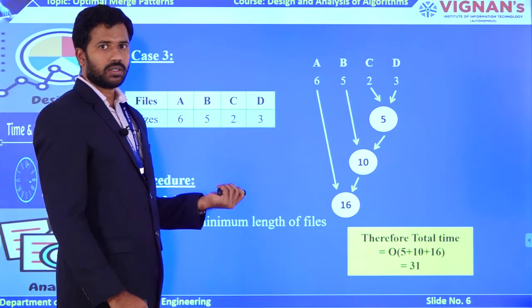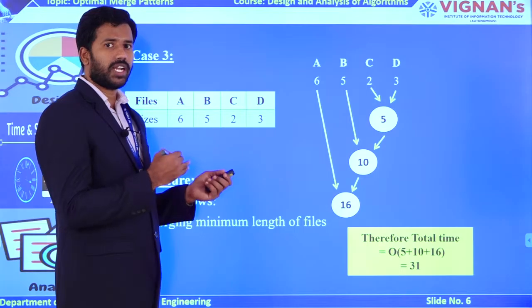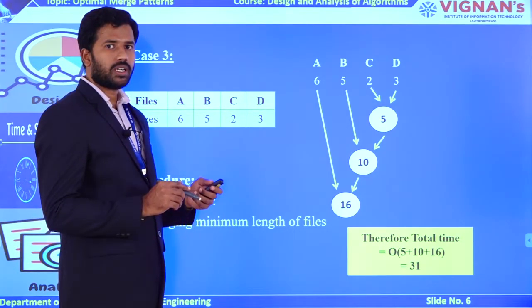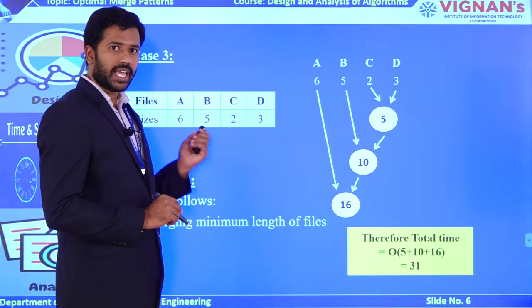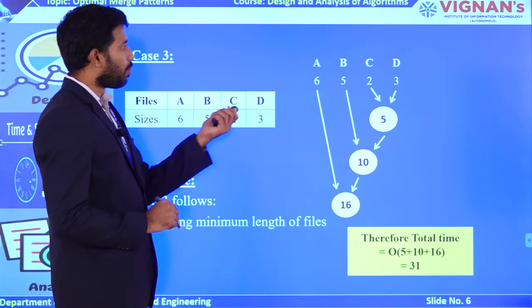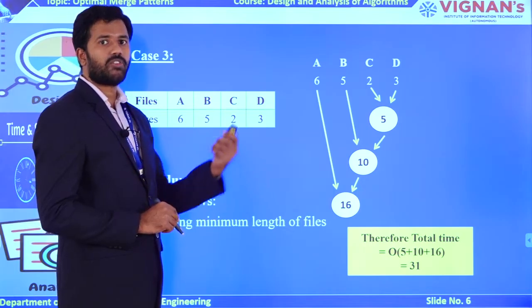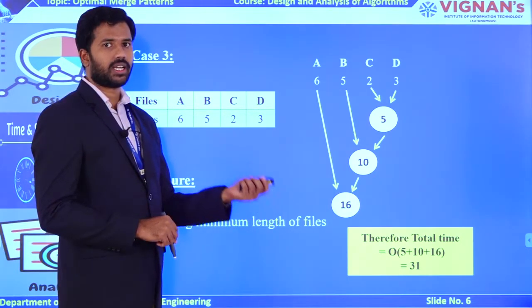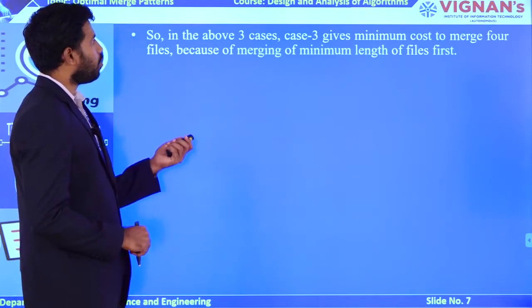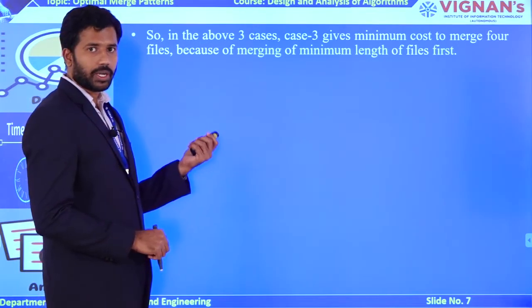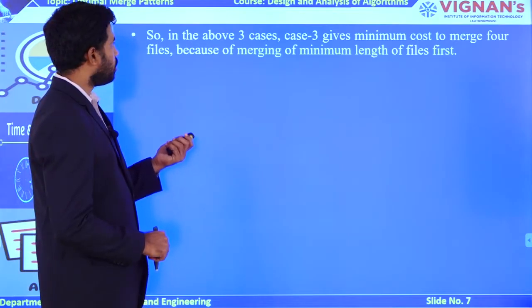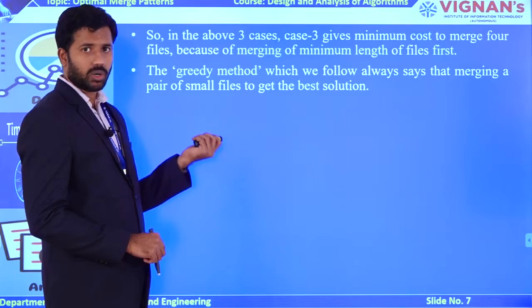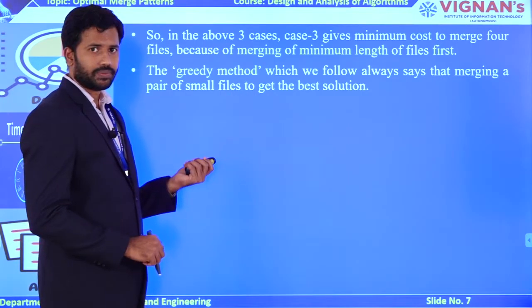So in case 1, I am merging the files linearly from left to right. Okay. In case number 2, I am merging the first 2 files and the last 2 files. In case 3, I am applying my greedy approach to find out, before merging, what are the 2 least files there. So based on the two-way merging technique, I am merging. So in all the above 3 cases, case 3 gives the minimum solution. Okay. So the greedy method follows merging pairs of small files only. So that gives my best solution.